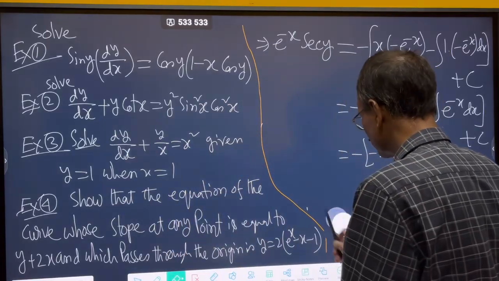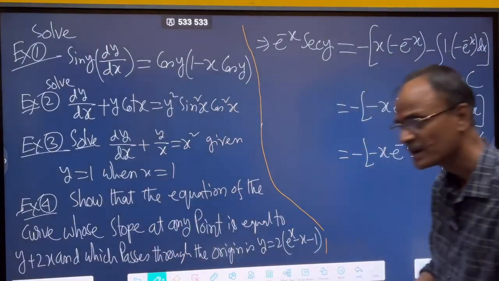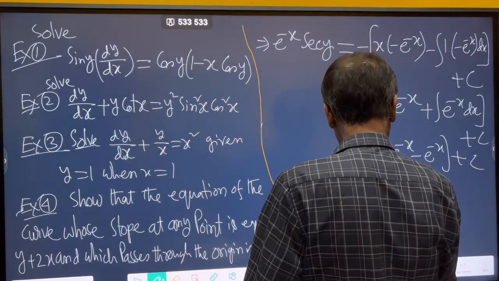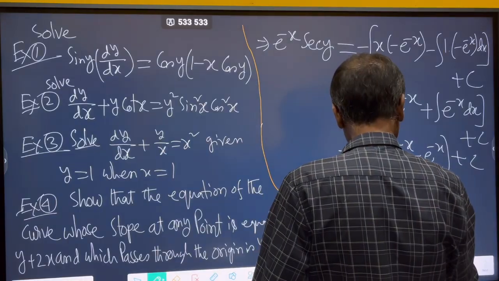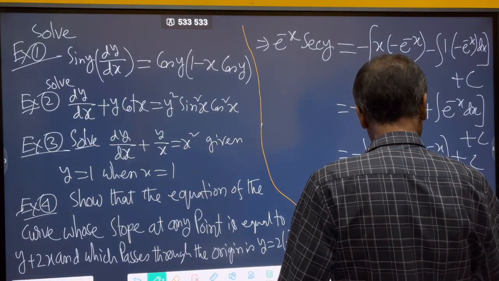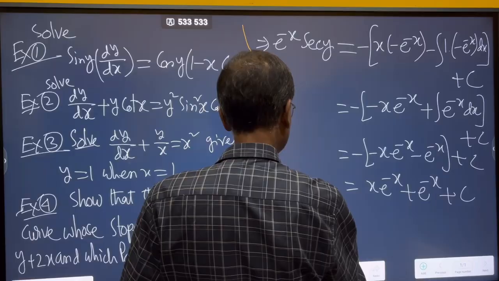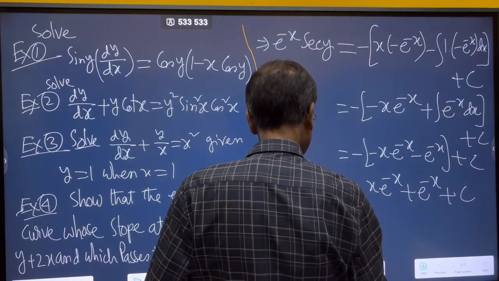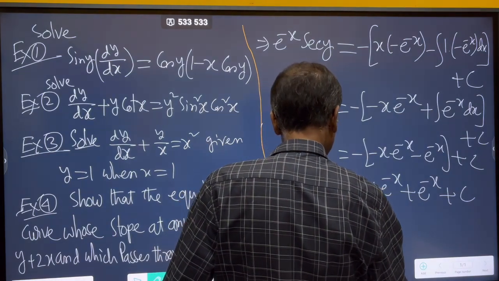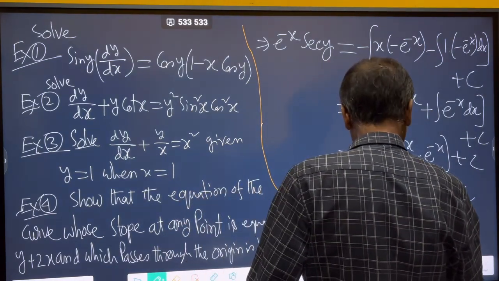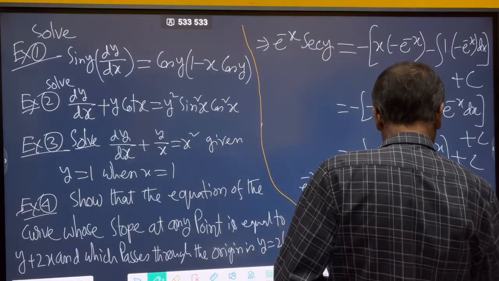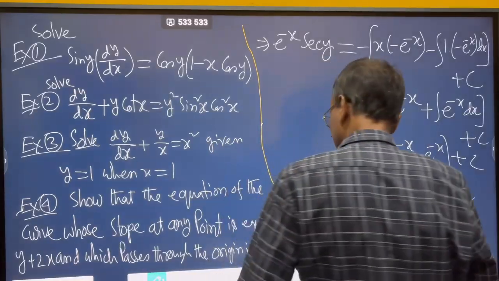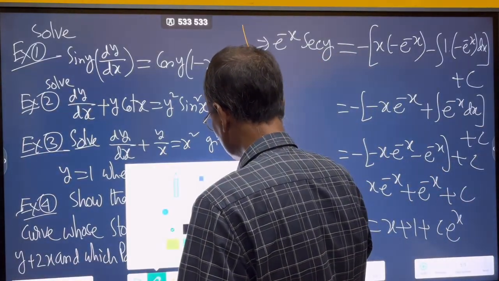Now this is equal to x e to the power minus x plus e to the power minus x plus c, and on the left hand side it was e to the power minus x sec y. Or sec y equals x plus 1 plus c e to the power x, which is the required solution.